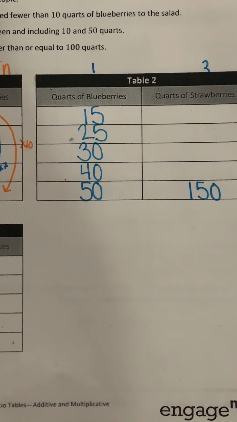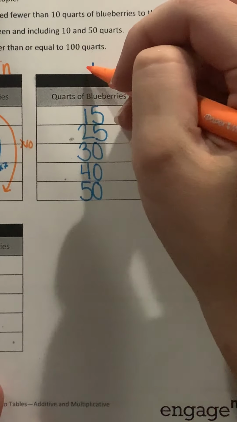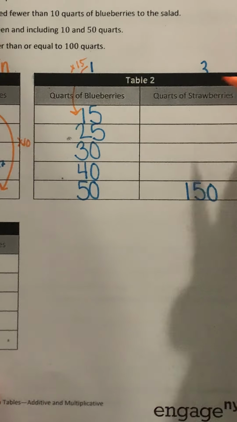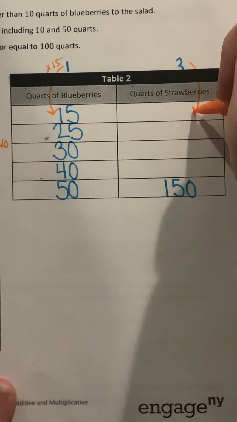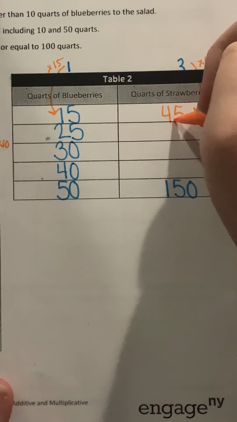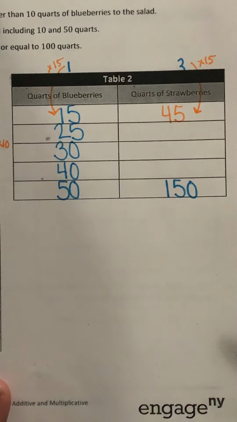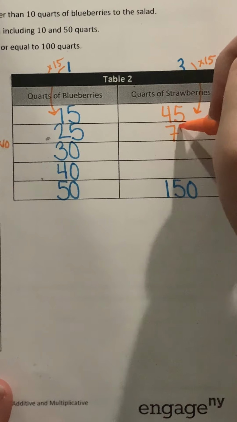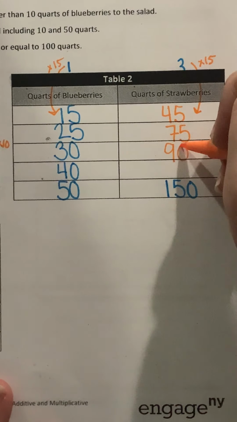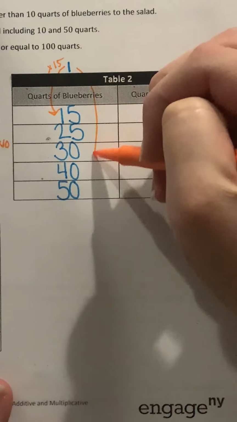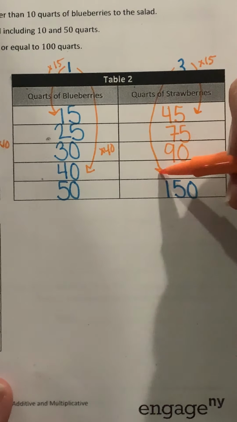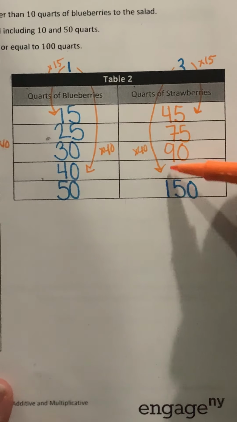And I'm going to use the same rule that we did as before. So 1 times 15, 3 times 15. So 3 times 15 is 45. 1 times 25, 3 times 25. 1 times 30 is 30, 3 times 30 is 90. 1 times 40 equals 40, so 3 times 40 is equal to 120.